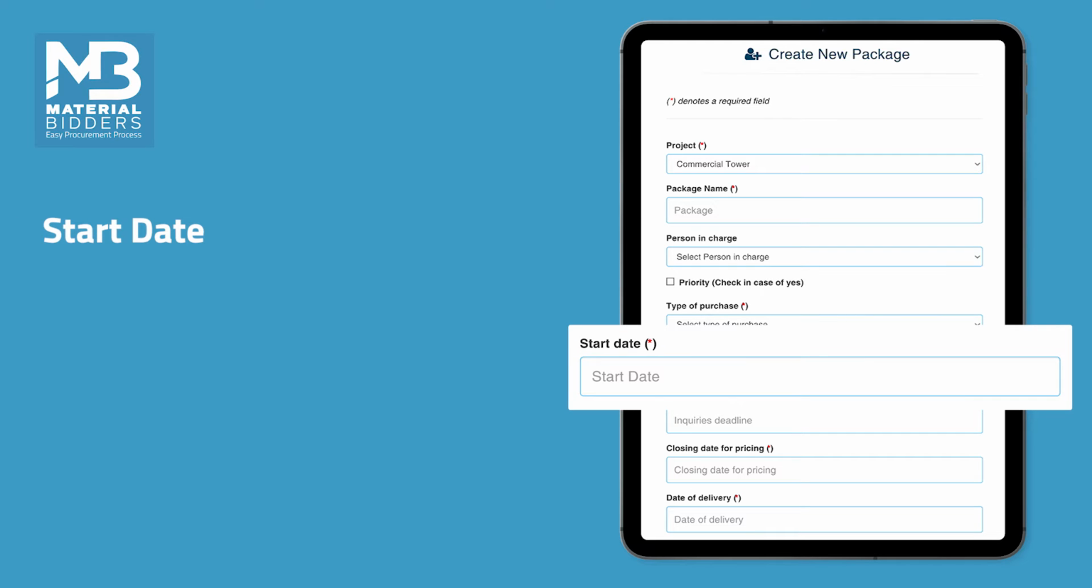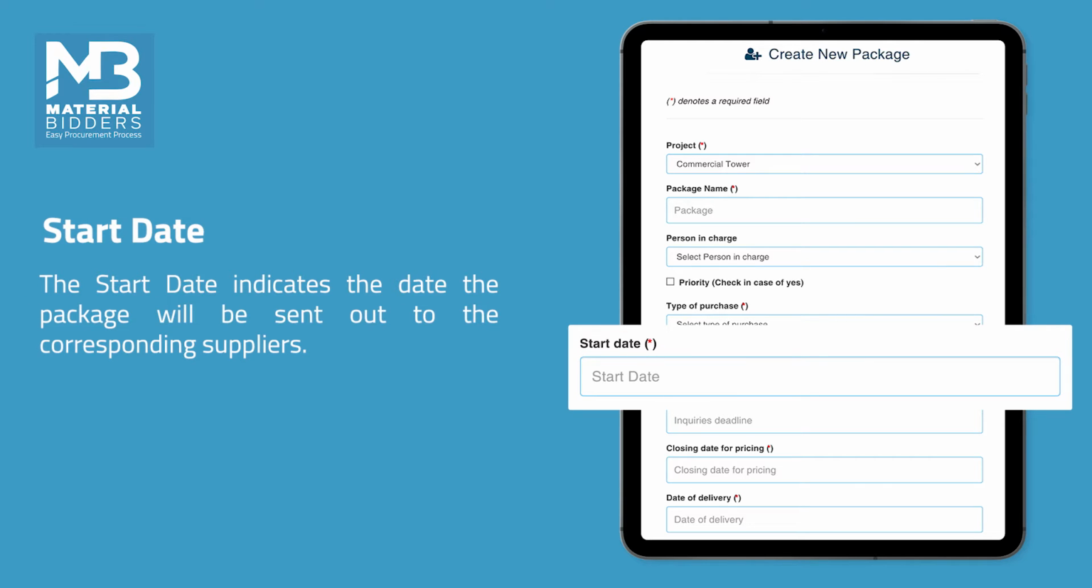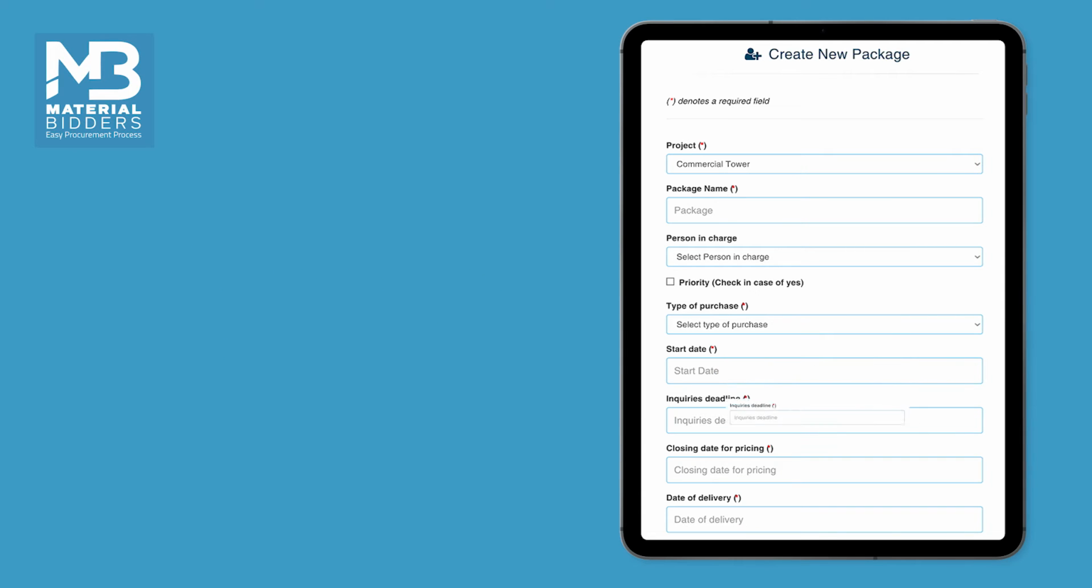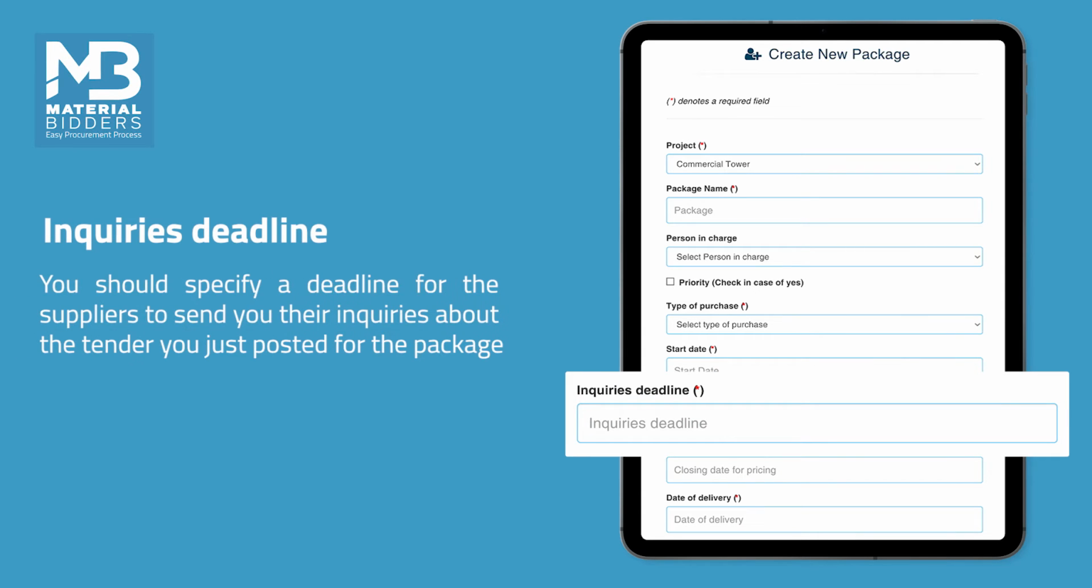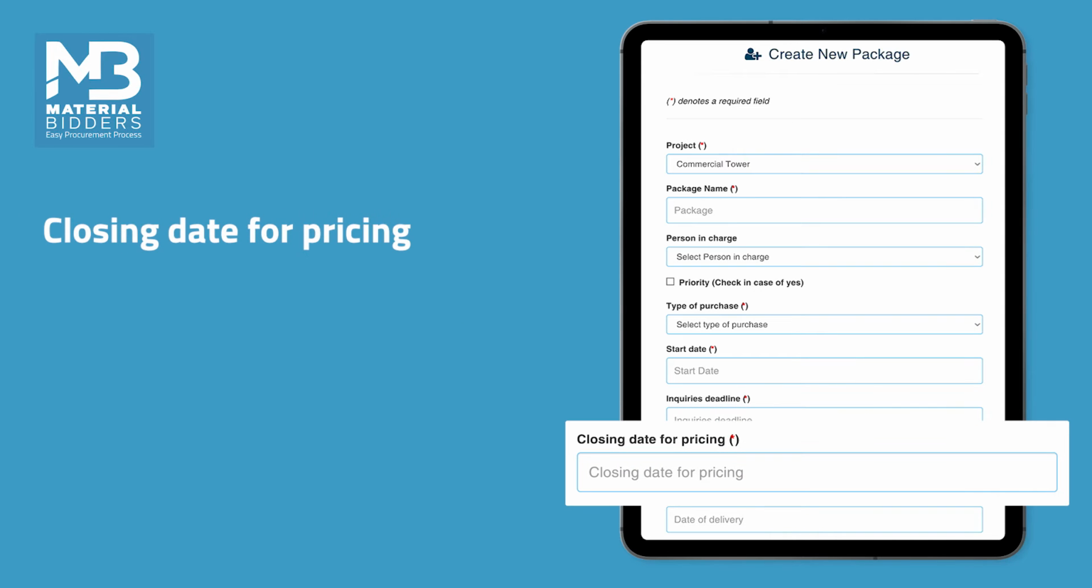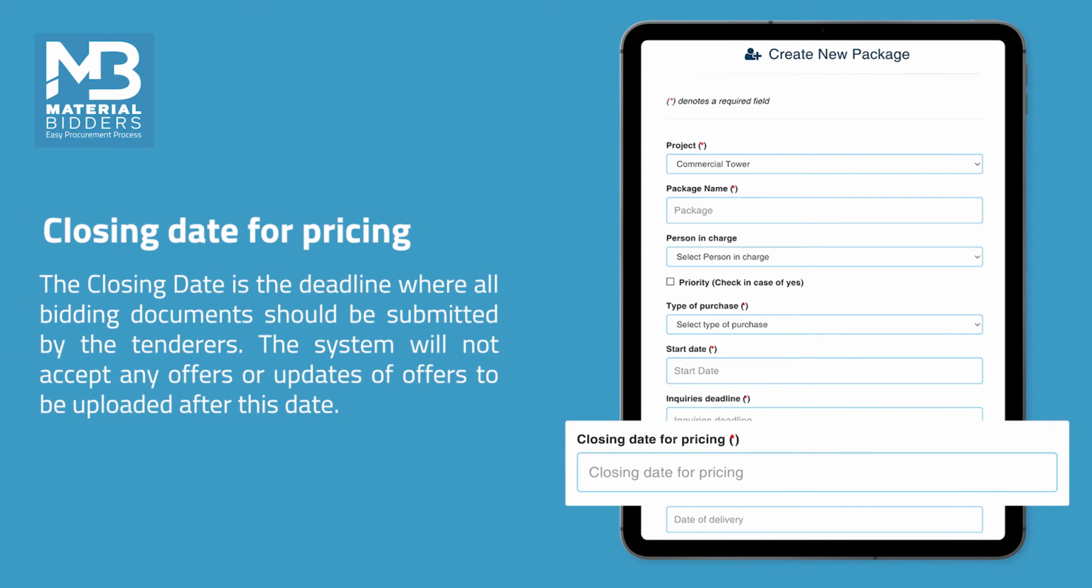Start date. The start date indicates the date the package will be sent out to the corresponding suppliers. Inquiries deadline. You should specify a deadline for the suppliers to send you their inquiries about the tender you just posted for the package. Closing date for pricing. The closing date is the deadline where all bidding documents should be submitted by the tenderers. The system will not accept any offers or updates of offers to be uploaded after this date.